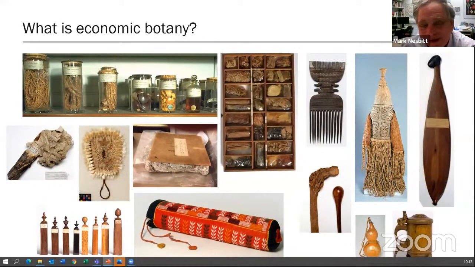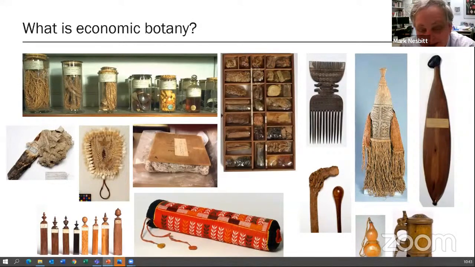Got more medicinal plants here used for training pharmacists. We have an ebony comb here. We have a bark cloth shirt from the Amazon. I'll talk more about that project. Australian indigenous spear thrower. Walking sticks here showing an uprooted young palm tree, and then the root is polished to make the handle of the walking stick. And this is a very typical feature of the economic botany collection, where you have the raw material and the finished product. Makes it a little bit different to, say, an art museum.